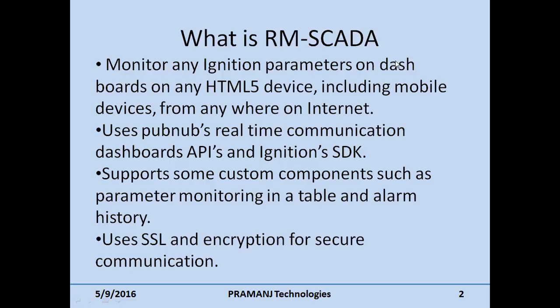What is RM-SCADA? Basically, RM-SCADA allows you to monitor any Ignition parameter on dashboards on any HTML5 device, including a mobile phone, from anywhere on the internet. It uses PubNub's real-time communication dashboard APIs and Ignition's software development kit. It additionally supports some custom components such as parameter monitoring in tabular format and alarm monitoring. It uses SSL and encryption technology for secure communication.